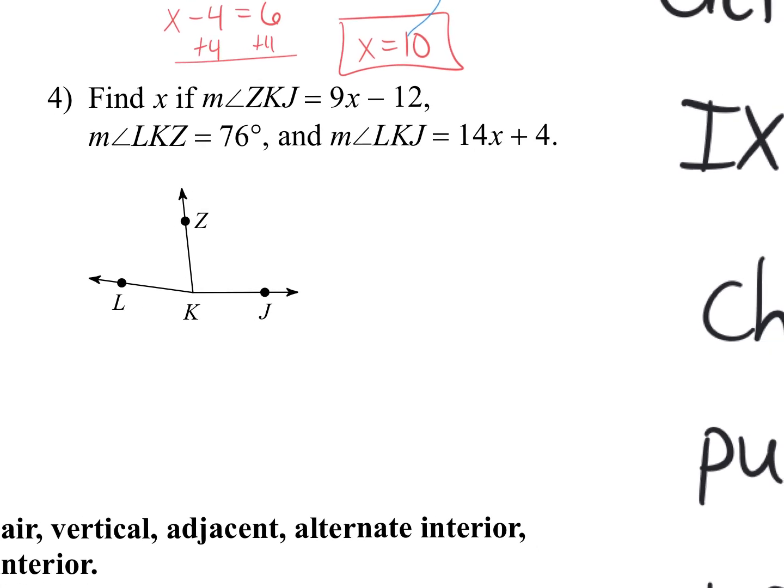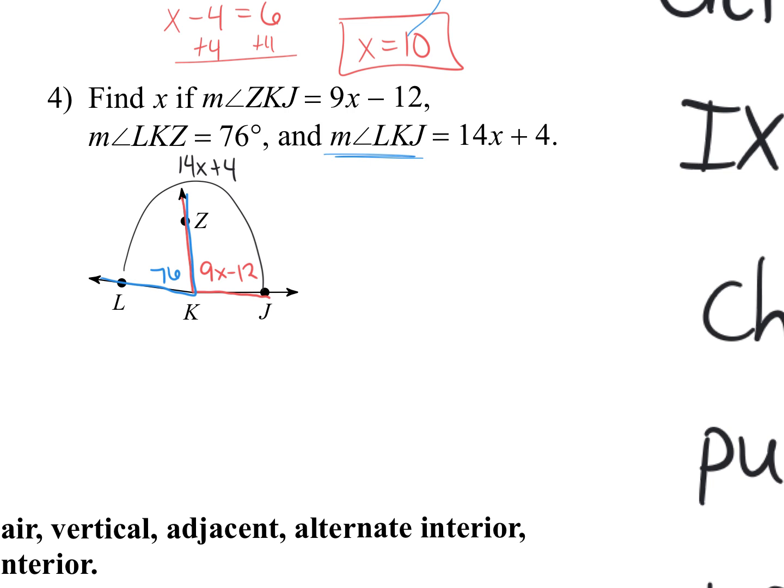Number 4, the biggest thing with this one, it is very similar to the one that we just did. It's just with an angle now. The biggest thing is making sure you fill in the correct information in the correct angles. So ZKJ, this angle right here, is 9x minus 12. LKZ is this angle, and that equals 76. What is LKJ? 14x plus 4, what's that? So the whole thing, right? This whole thing is 14x plus 4.